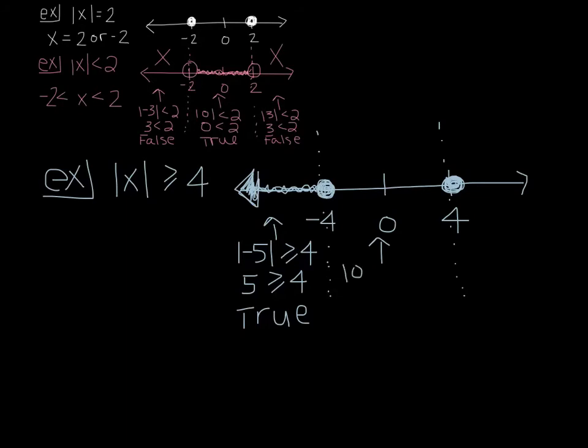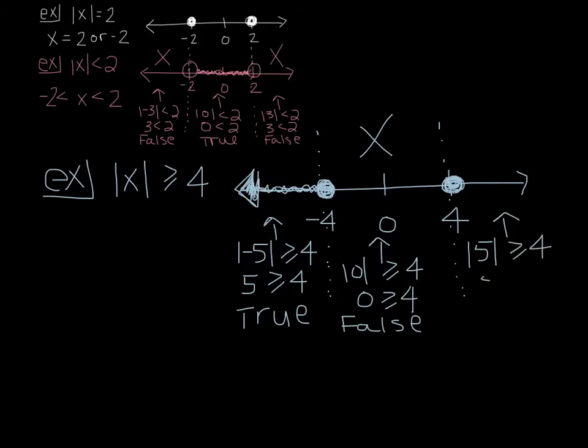Again, 0 is an easy one to plug in when you're doing it between the 2 critical points. So if the absolute value of 0 is greater than or equal to 4, 0 is not greater than or equal to 4, so this is false. Therefore, we cannot shade this section of the number line. Now here we have another region that we need to test. So let's do 5. The absolute value of 5 is greater than or equal to 4. This is the same thing as 5 is greater than or equal to 4, which is true. So we do need to shade this part of the number line.